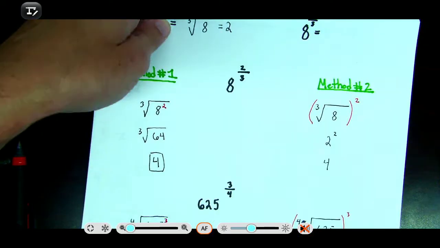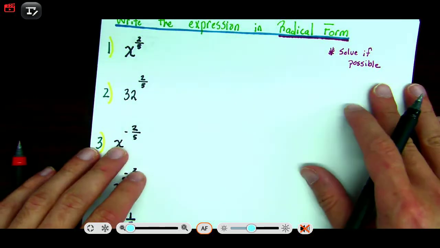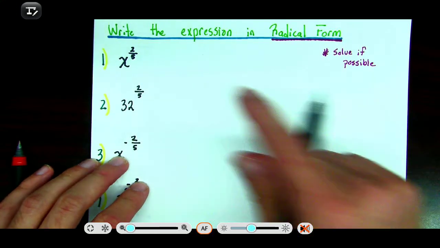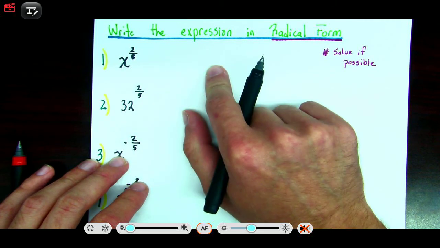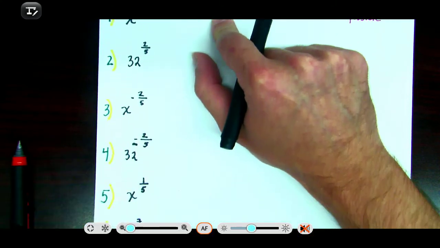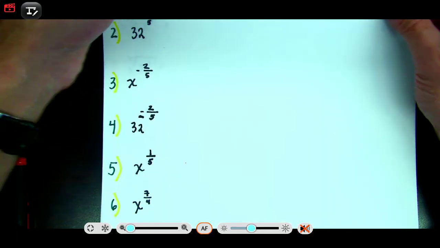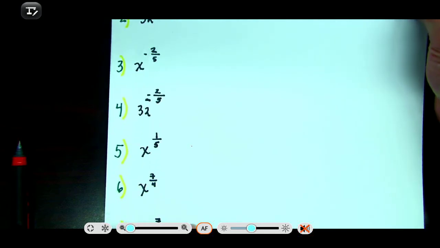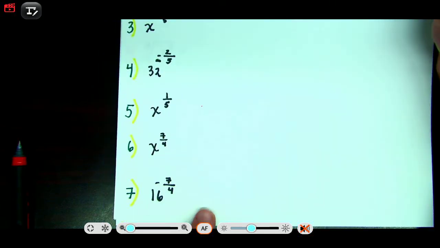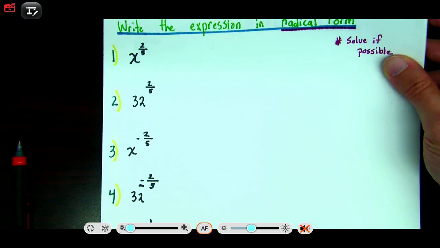All right, one more section over here. What I'd like you to do is take each expression and convert it to radical form, and solve, if possible, for the questions below. So take a minute and copy these questions, 1 to 7. Convert each of them into some radical form and solve if possible.